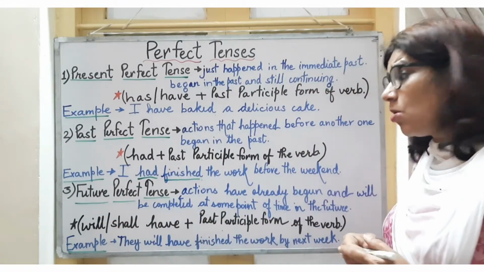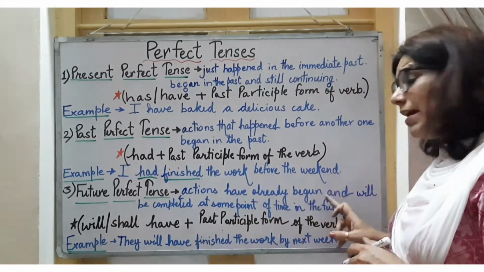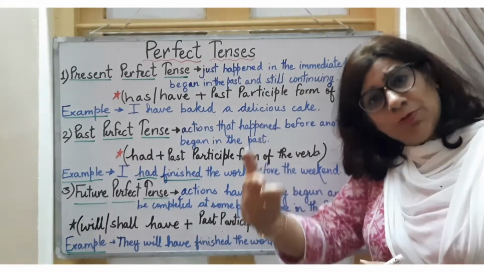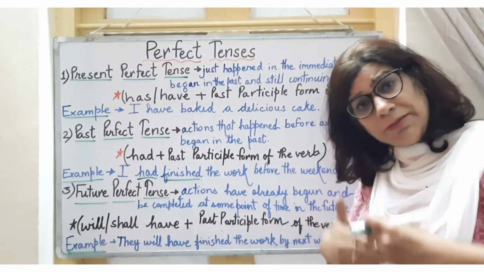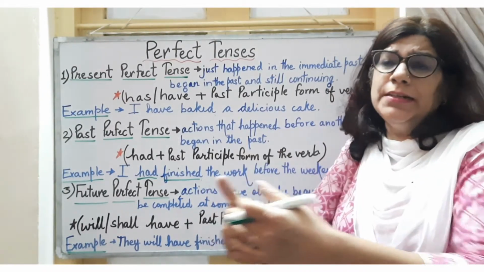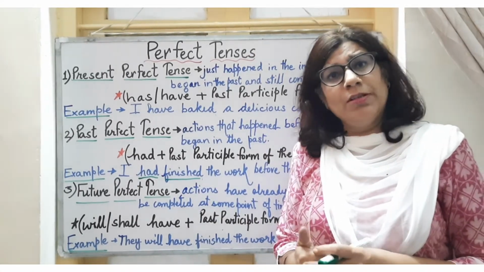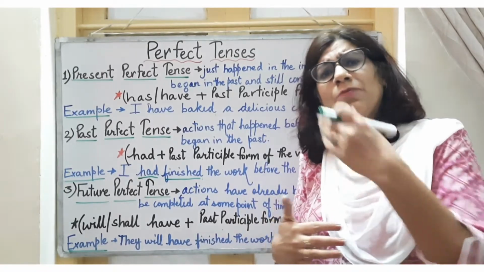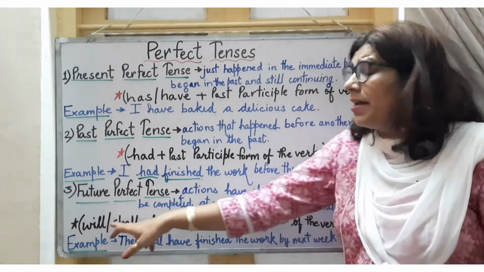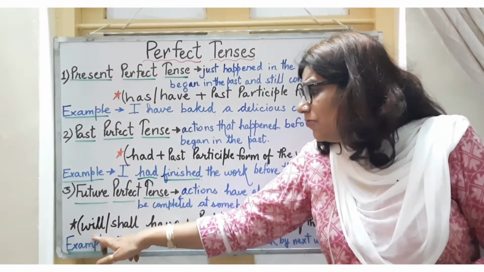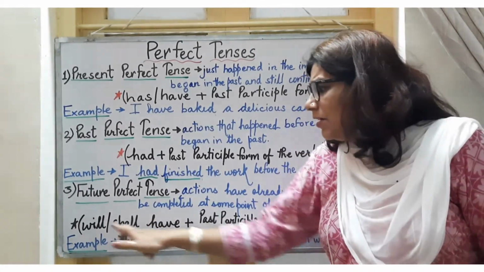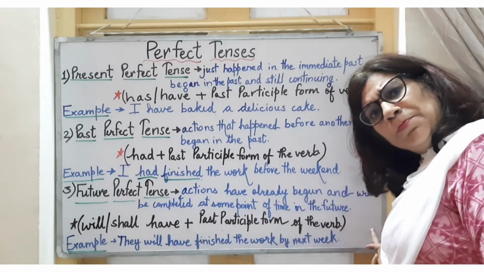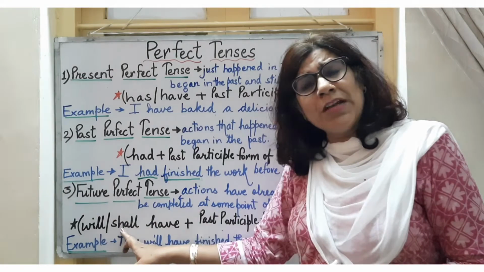Coming to future perfect tense. Future perfect tense talks about actions that have already begun and will be completed at some point of time in the future. Maybe a day after, maybe 2 days, 1 hour, 2 hours, 1 week, 1 year, whatsoever it is, right? And how to form a sentence? We are going to use will or shall with have, will have, shall have plus past participle form of the verb.